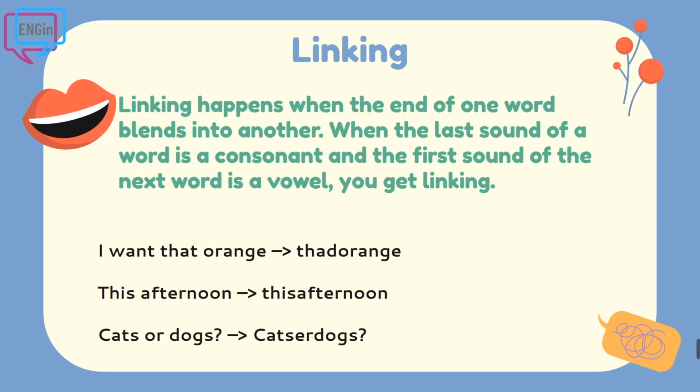So, linking. Linking is probably what most people think of first when they think of connected speech. Linking happens when the end of one word blends into another. When the last sound of a word is a consonant and the first sound of the next word is a vowel, you get linking. Let's look at some examples. "I want that orange" will sound like "that orange." "This afternoon" will sound like "this afternoon." "Cats or dogs" will sound like "cats or dogs."